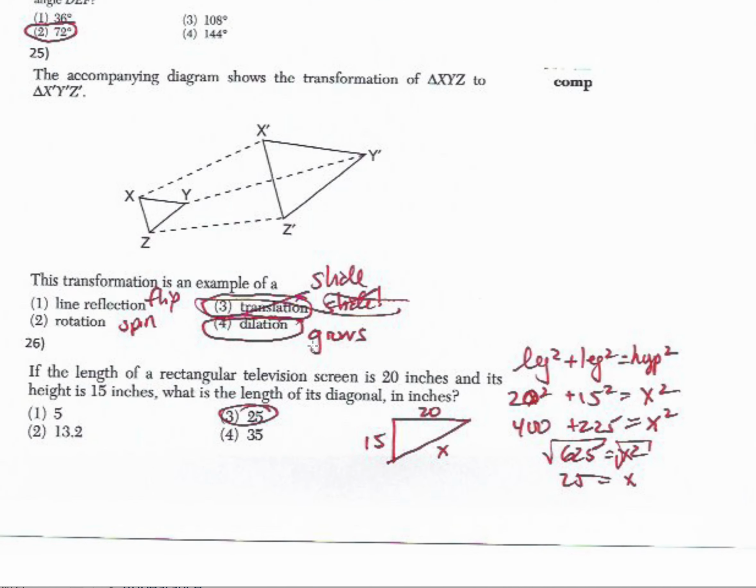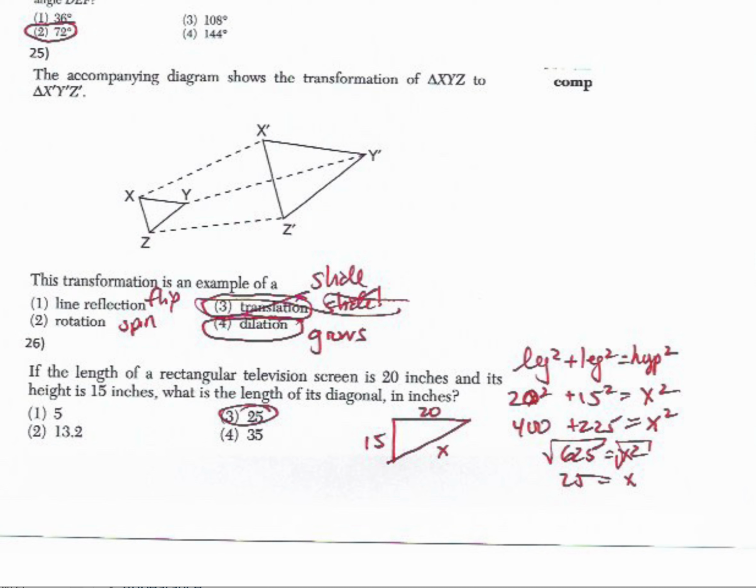Number 25. The accompanying diagram shows the transformation of triangle XYZ to X prime, Y prime, Z prime. And in each of these cases, I looked up and I said, oh, I'm looking at the lines. Oh, it's a translation. And then I go, oh, wait a minute, the size is changing. So since the size changes, that means it has to be a dilation. And the word says "grows." It took me a minute to read my own handwriting, but it does say "grows." The figure XYZ grows. It changes size, which means it has to be a dilation.